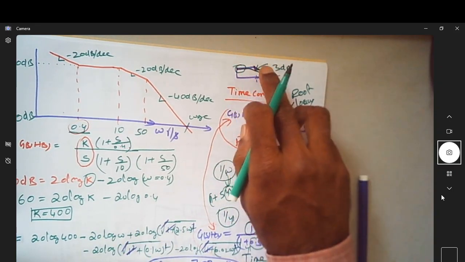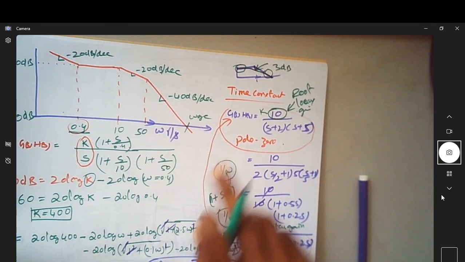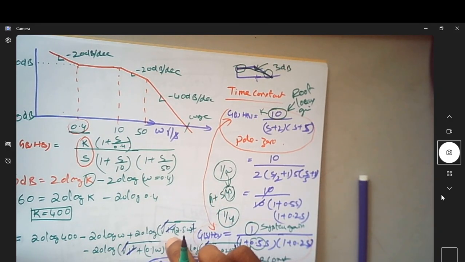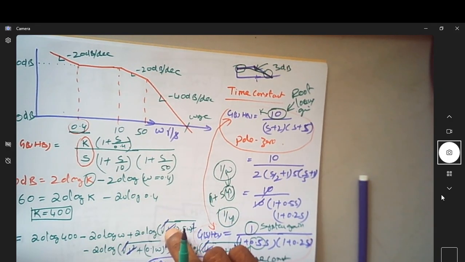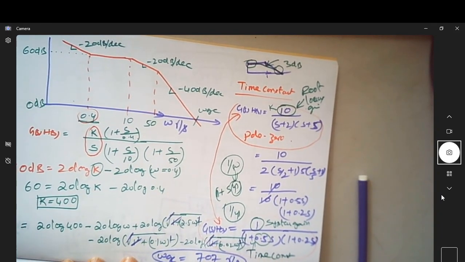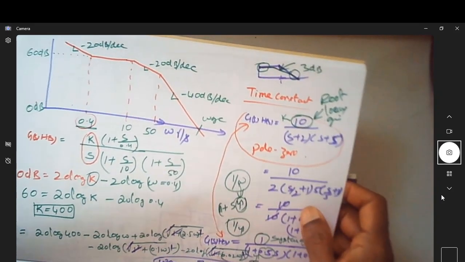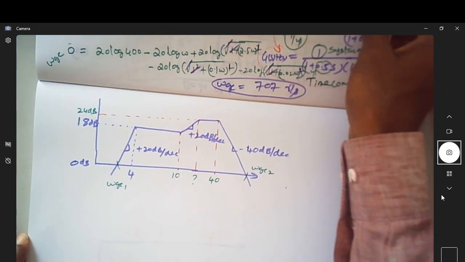So this will be considered in the asymptotic plot by neglecting that 1 in your magnitude equation. So upon doing this, you got it as 707. Okay, now we shall see this now.